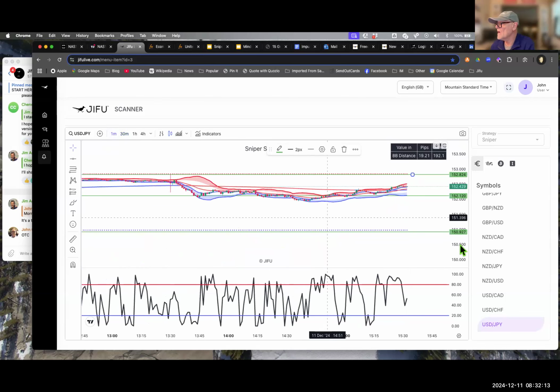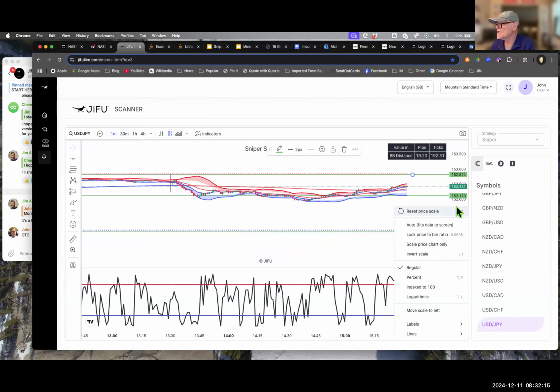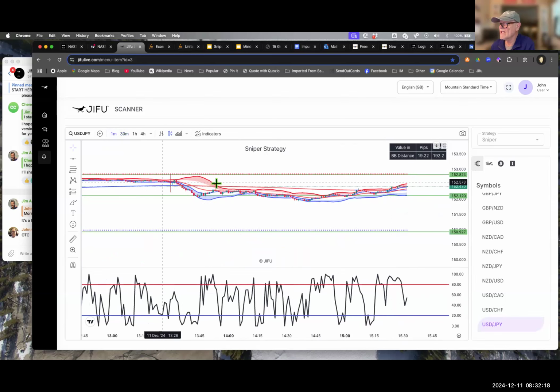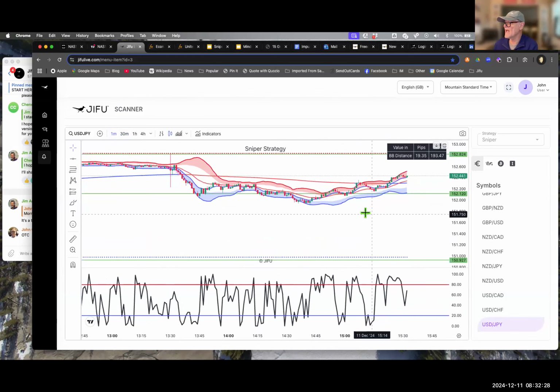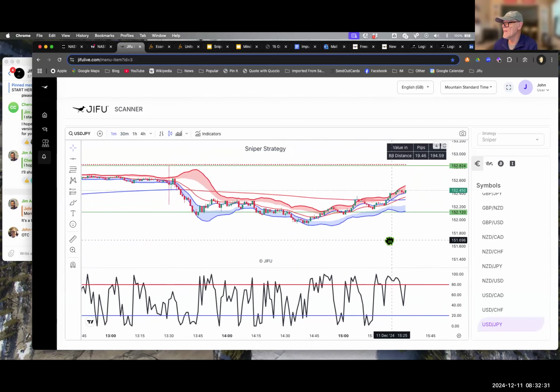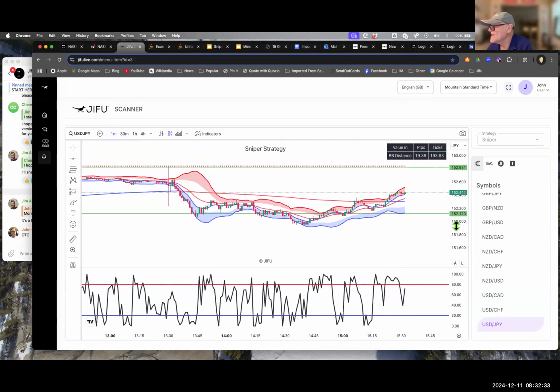We drop it down to the 1 minute to see what we're at. And to check, if you get it looking like this, all squished up, put your cursor over the right-hand side where the prices are, right-click it, and hit reset price scale. That will reset it to a better size so you can see it.